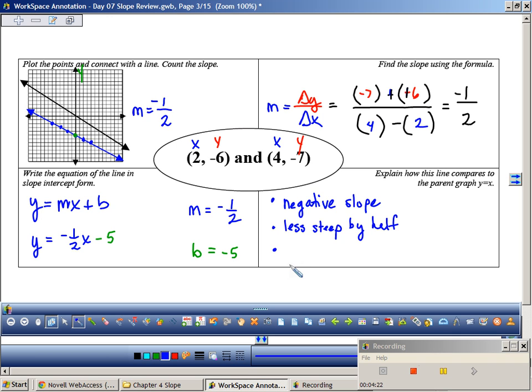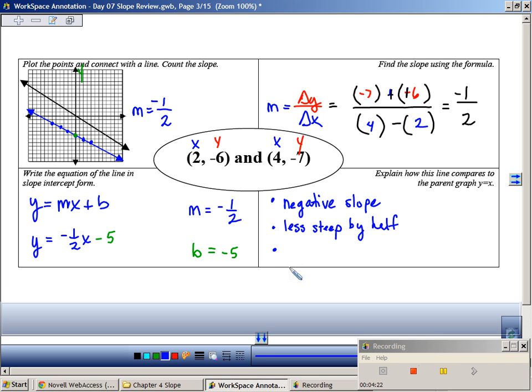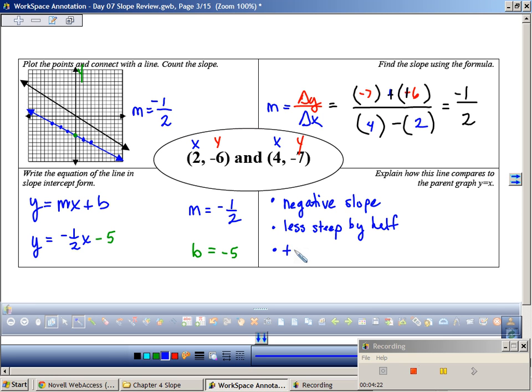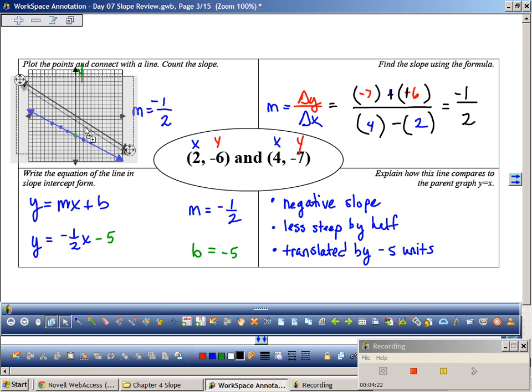What else? Yes. Good. And we're going to use our translated. Good job. It translated by -5 units. It shifted down 5. Oh, I didn't do my slope quite well enough, did I? There we go.